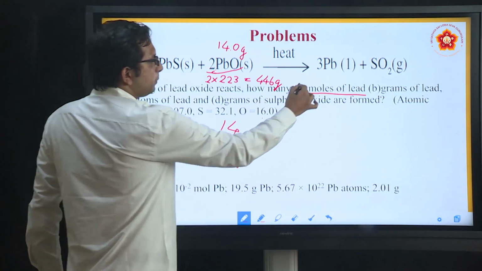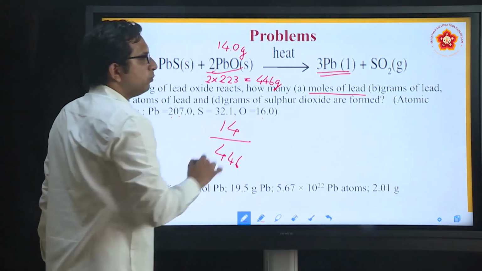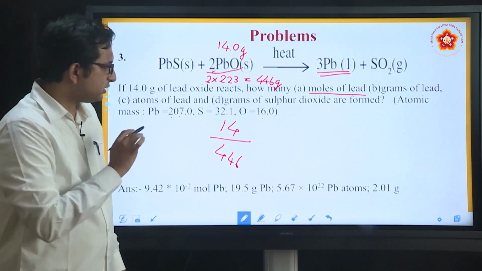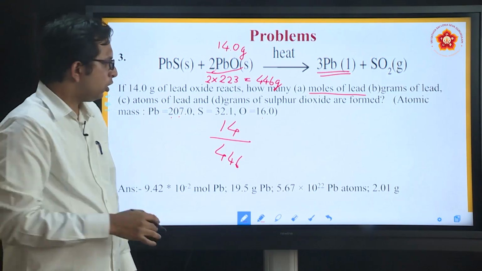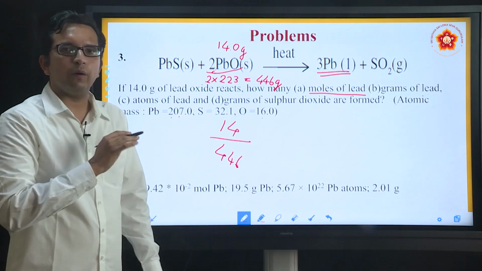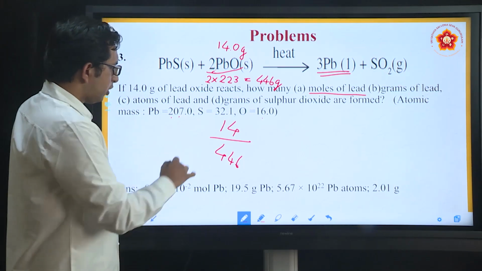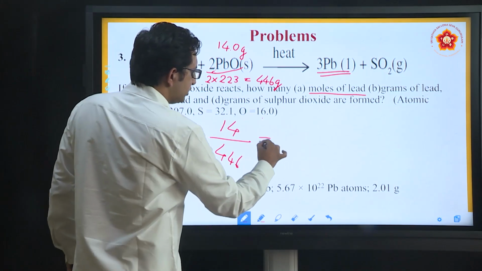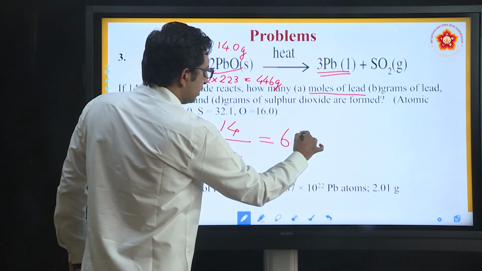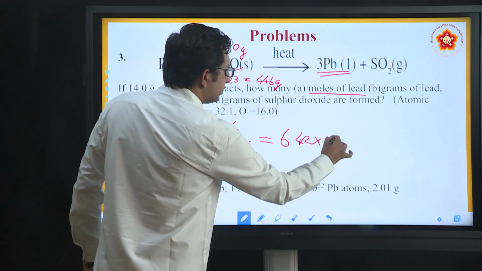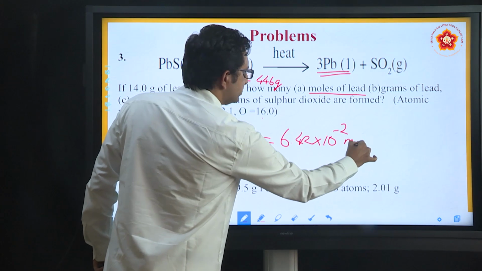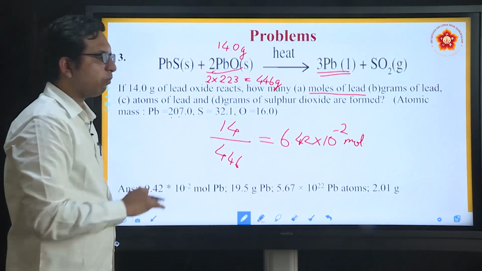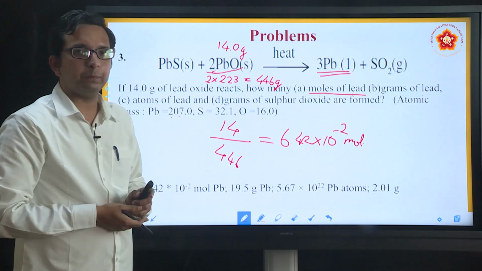What about the 3 Pb that has been formed here? How many moles of this have been formed? This can be related to the molar form that can be formed. When you undertake this calculation, you can get it around 6.42 into 10 raised to minus 2 moles in this case. So this is the calculation that you get for PbO.